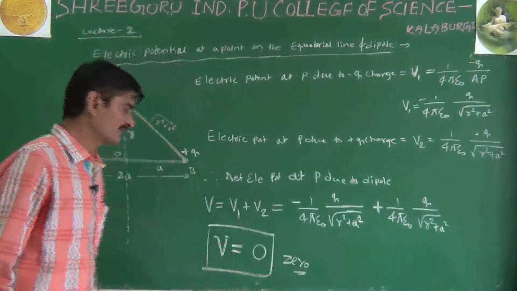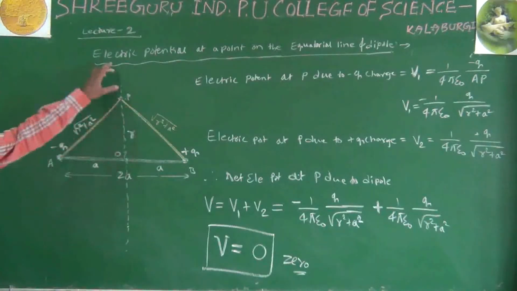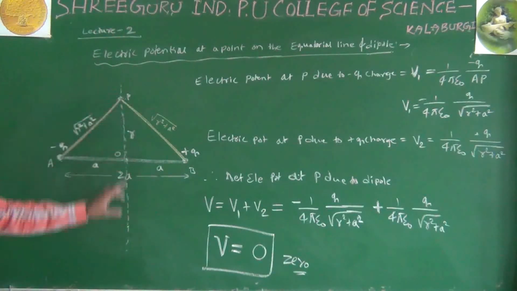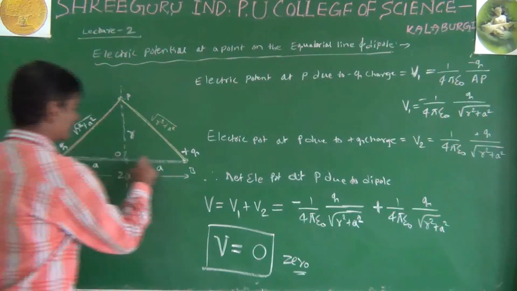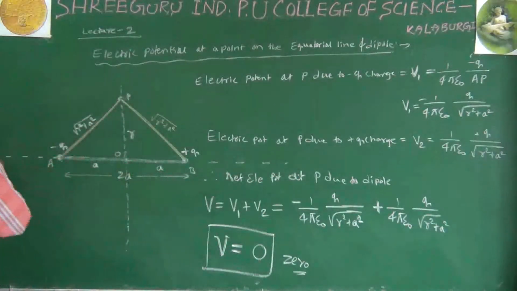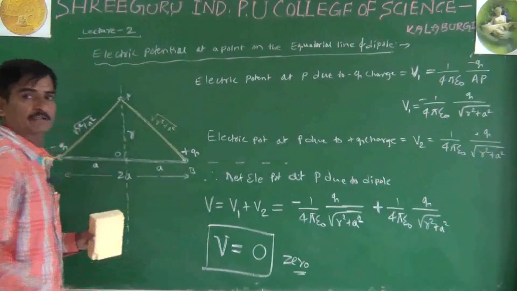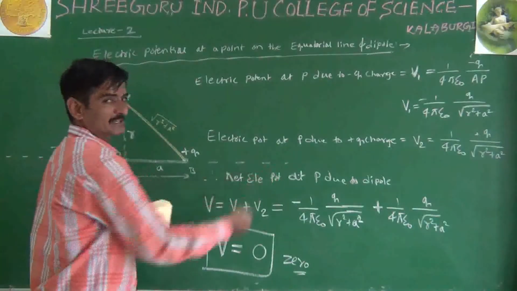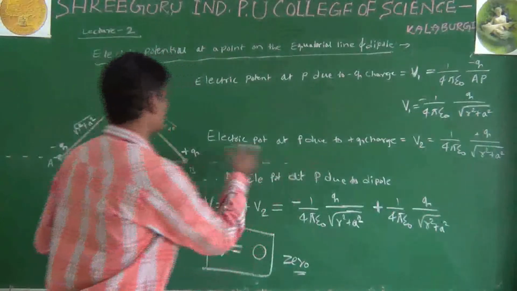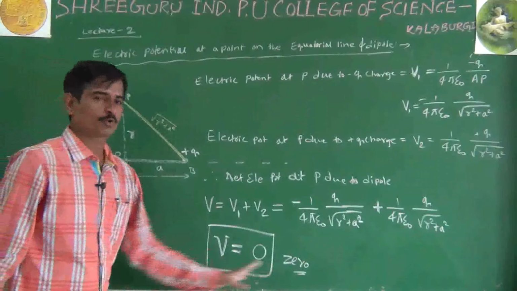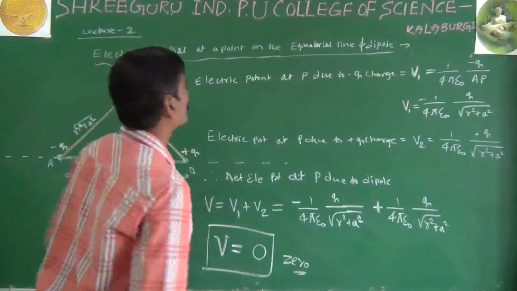Understood? This is on the equatorial line. Anywhere on this line, the electric potential is 0. But on the axial line, the electric potential is not 0. On the axial line, the electric field is given by E is equal to 1 by 4 pi epsilon naught, 2 vector P divided by R cube, which we just derived. Understood? So that is on the axial line and this is on the equatorial line.